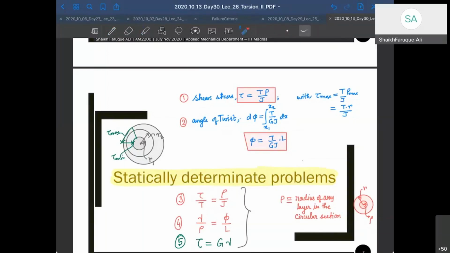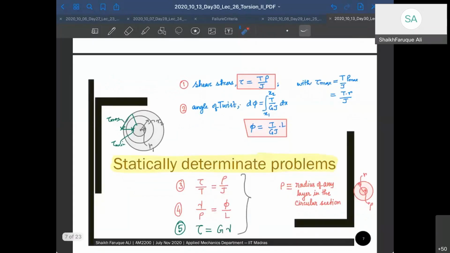Okay, the formulas that we learned: shear stress tau is T rho by J, with tau max at rho max, which is the radius of the cross section. Angular twist phi is given as the integral from x1 to x2 of T by GJ dx, right? And if T, G and J are constant, then phi is equal to TL by GJ. So if there are no other torques applied, T1, T2, T3, or no cross-sectional change, so J1, J2, J3 are not there, or no different materials, so G1, G2, G3 are also not there. If everything is constant, for example a simple shaft with a single torque T, in that case it is TL by GJ.